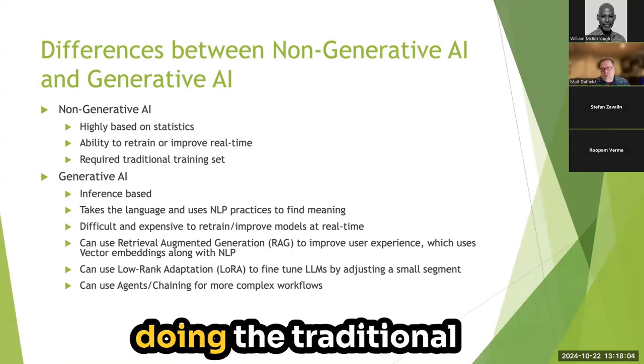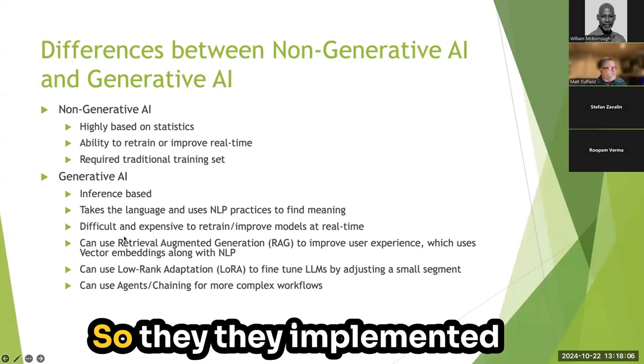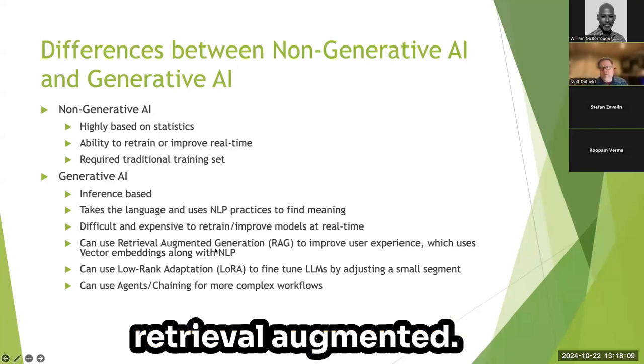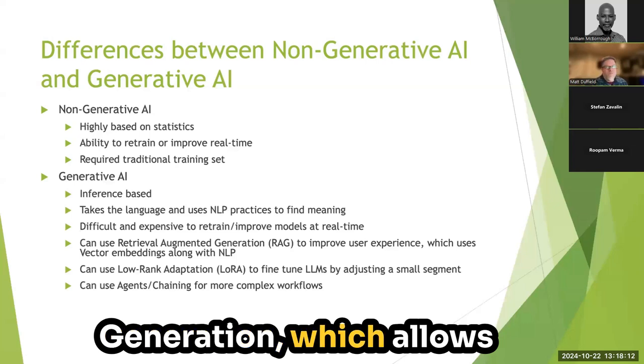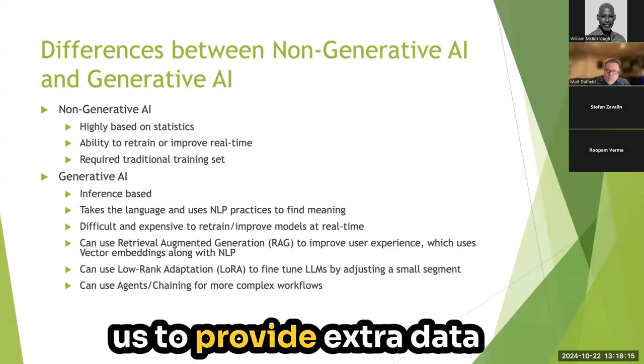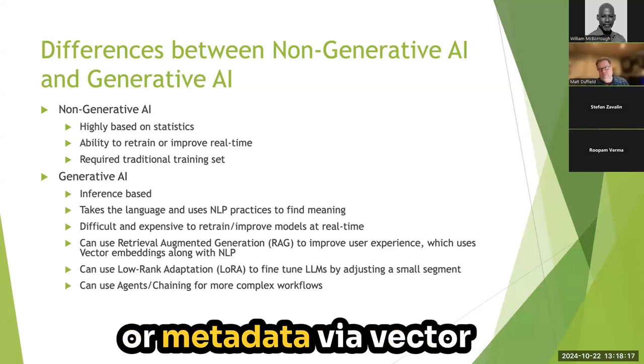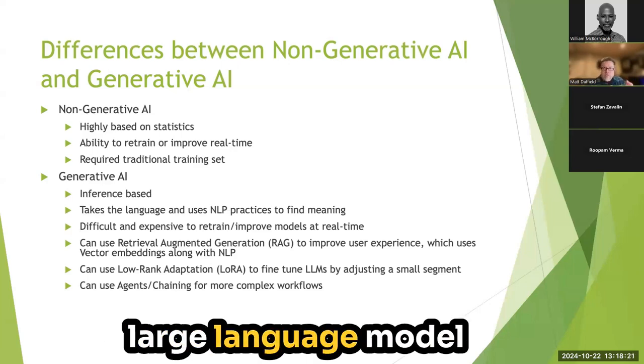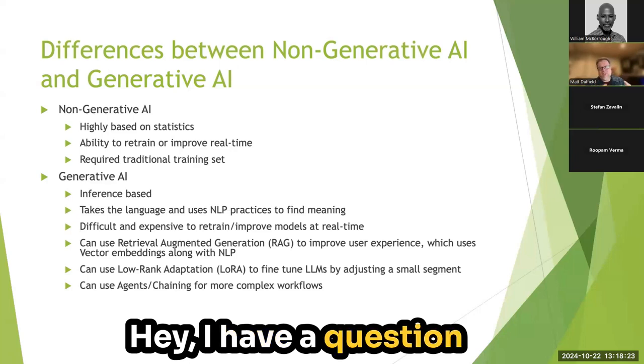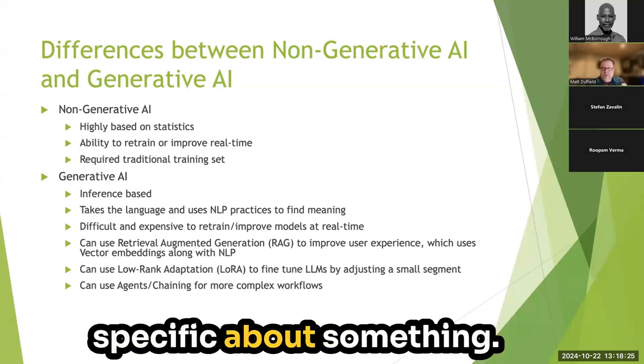Not everyone can afford doing the traditional training model. So they created something called retrieval augmented generation, which allows us to provide extra data or metadata via vector embeddings, so that the large language model can be pointed and told, hey, I have a question and I want to ask it very specifically about something.